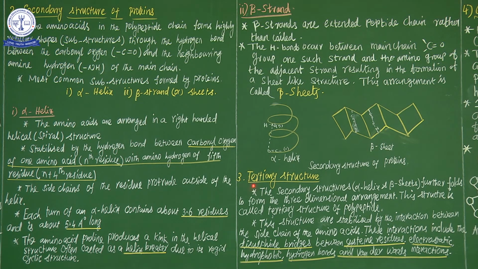So the next structure is the tertiary structure. Now, in secondary structure there are two substructures, one is alpha helix and another one is beta strand. Alpha helix is formed by a single polypeptide chain, but beta strand is formed between two polypeptide chains.